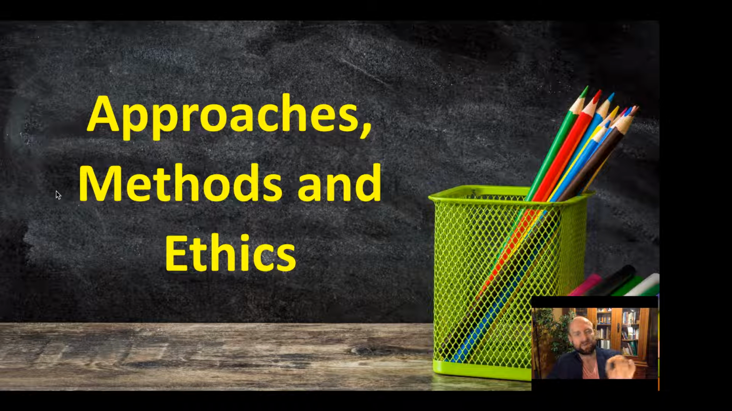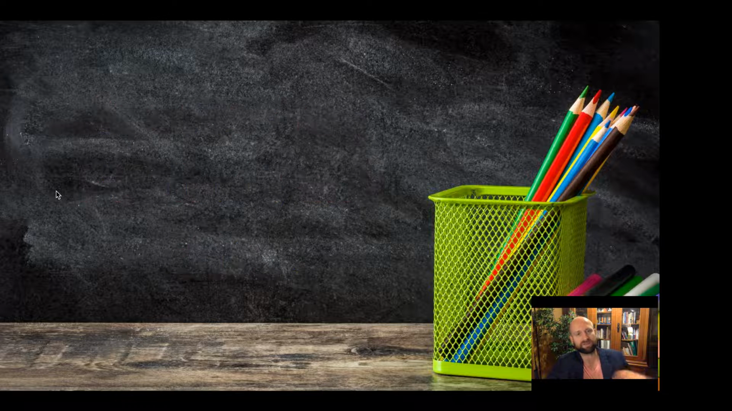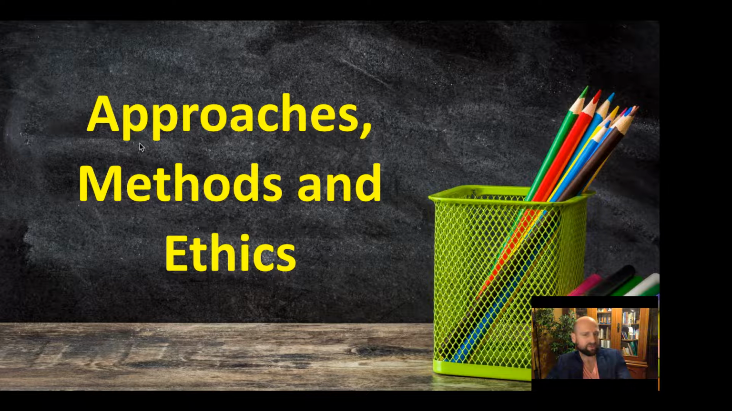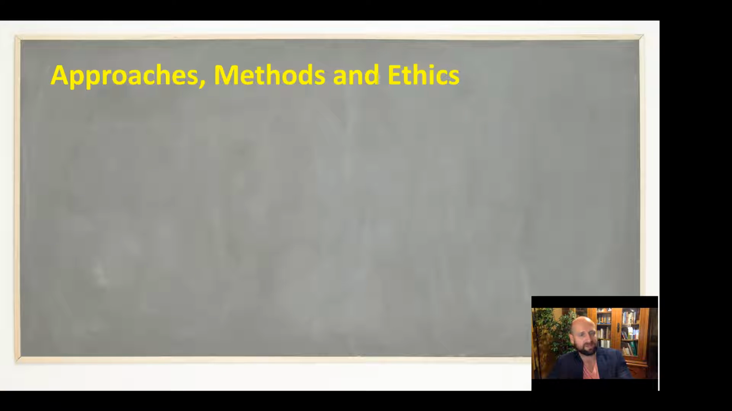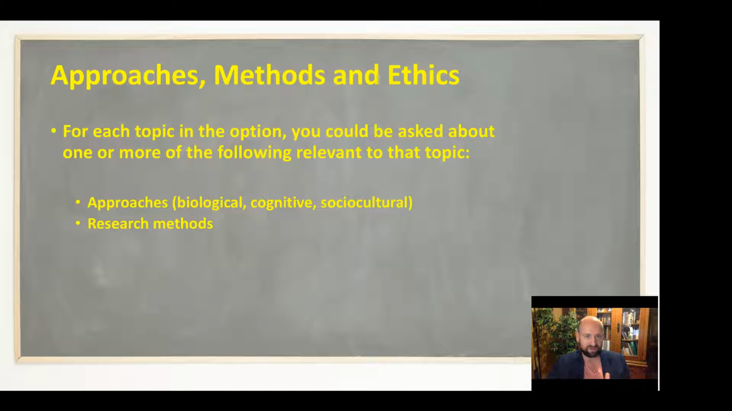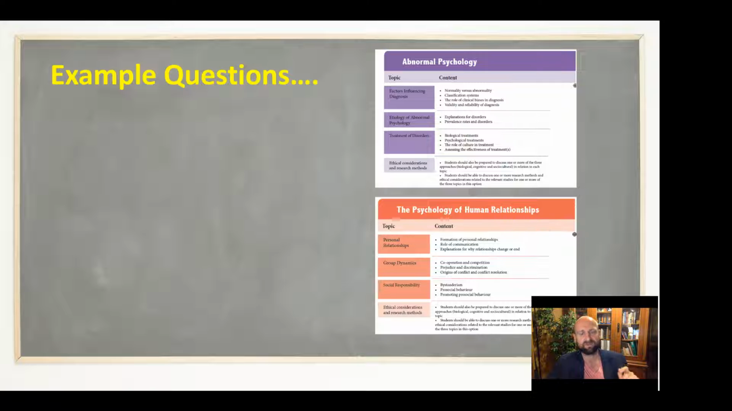Now, this is really important to know because where it gets a little bit tricky, you might think, I'm guaranteed a question on personal relationships, well then I'll just study personal relationships, and that is a good option. But what you need to know is how the approaches, the methods, and the ethics might be linked. So for each topic in an option, you could be asked in paper 2 one or more. You could be asked about the approaches for that topic, research methods, or the ethical considerations. Let me give you some examples.